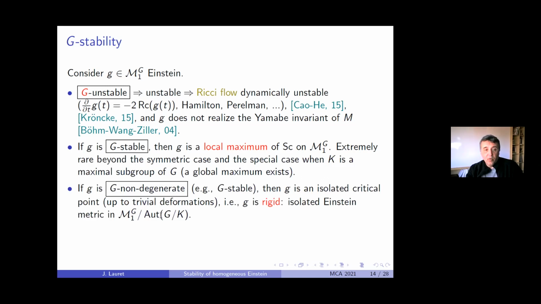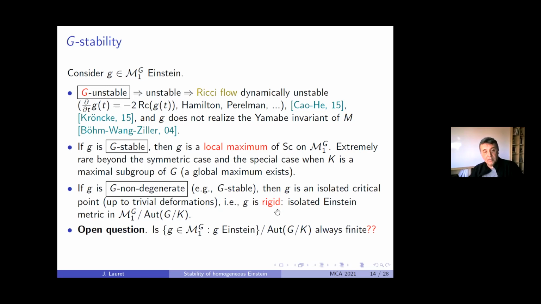Okay, and if you are able to prove that G is G non-degenerate, so the Hessian is non-degenerate on this G invariant situation, then what you get is that G is rigid, which means that it is isolated in the set of all Einstein metrics. Is the unique one up to isometry in a neighborhood. And this is related with this. This is maybe one of the most important questions in this topic.